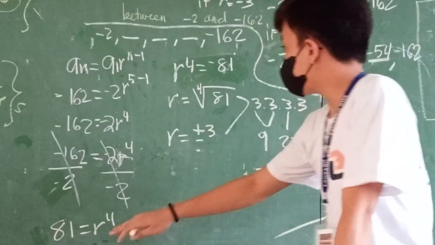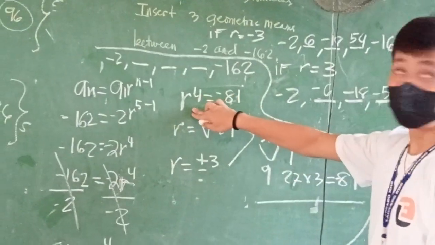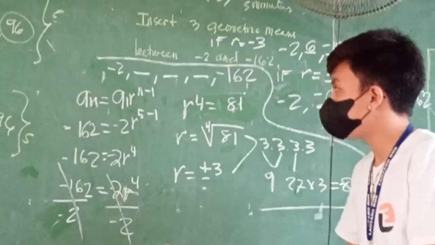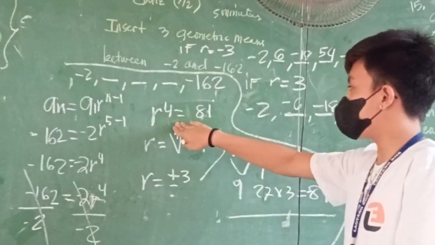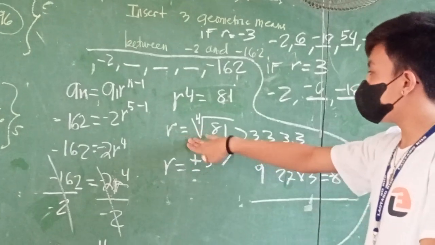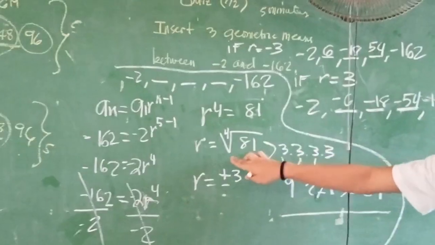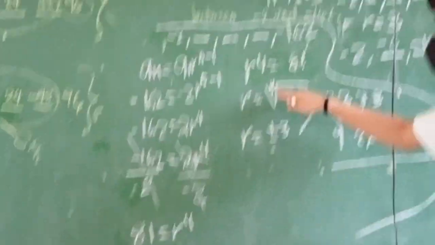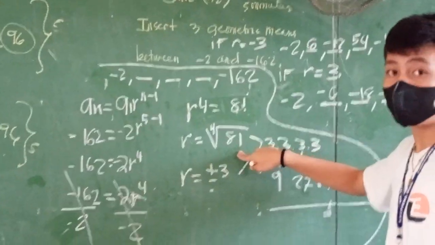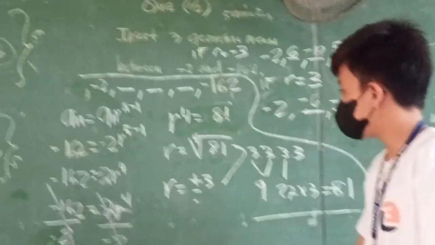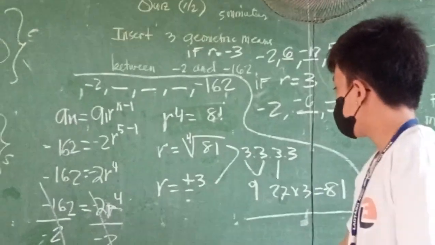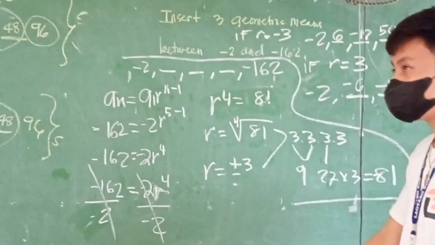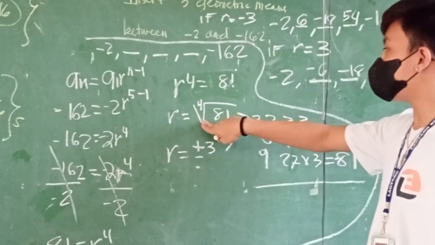So negative 162 over negative 2 is positive 81, so r raised to the power of 4 is equal to 81. R is equal to the fourth root of 81. Why the fourth root? Because your index is 4. It is a product of four of the same numbers. So r is equal to the fourth root of 81.